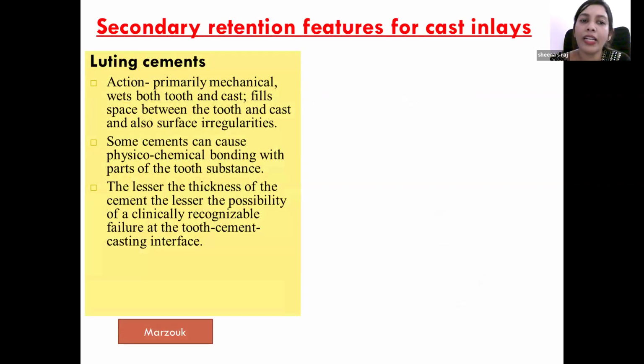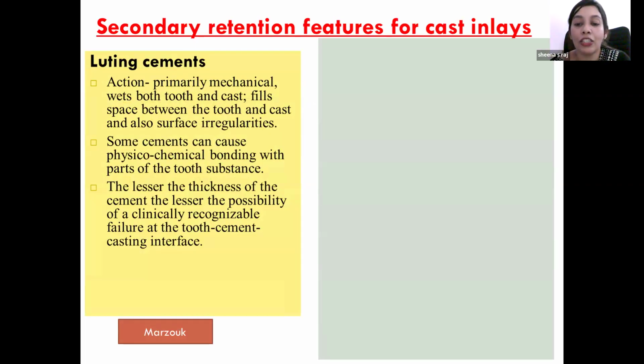First is luting cement. We know luting cement is a cement that we apply for placing the cast restoration on the cavity, right? What happens is they fill the space between the tooth and the cast, and they fill the irregularities, and there is proper physiochemical bonding taking place. Okay, that is the advantage of luting cement, which provides a secondary retention form.